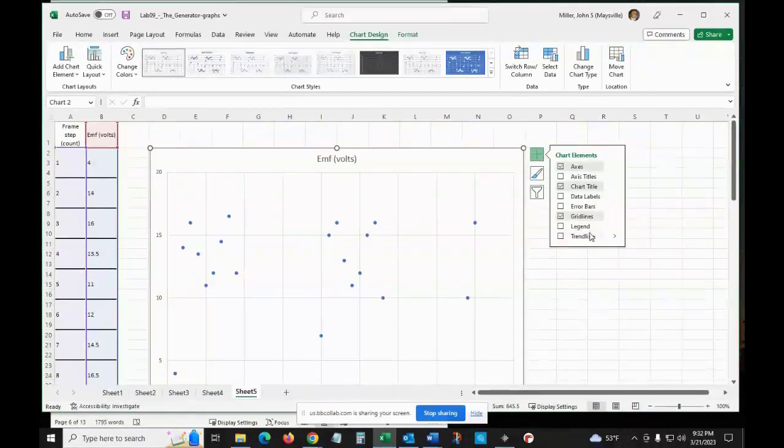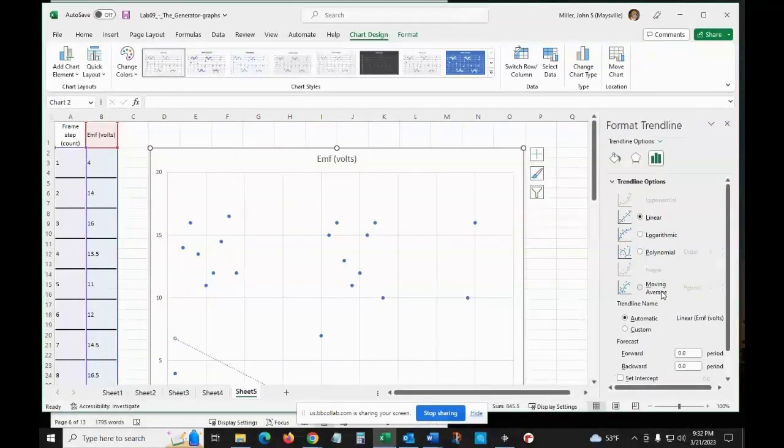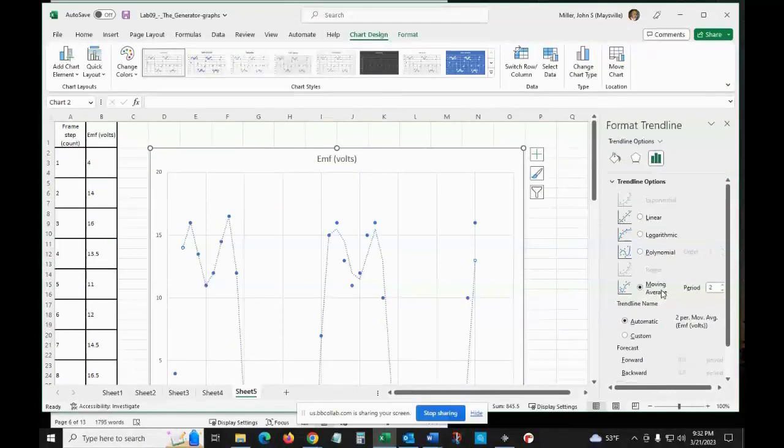To fit the data set, use trend line and then moving average. The result is supposed to look like a sine curve. This would be a validation of the last part of the EMF equation involving the sine with argument omega multiplied by time.